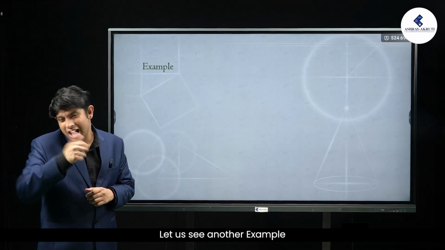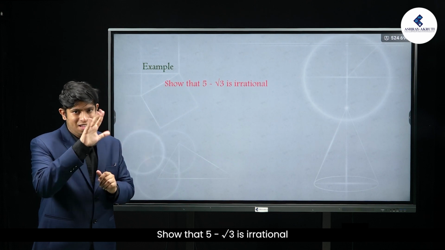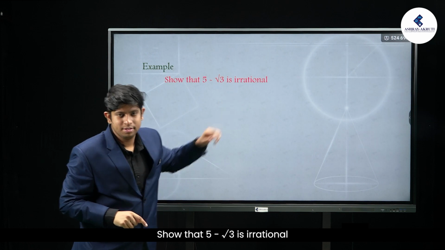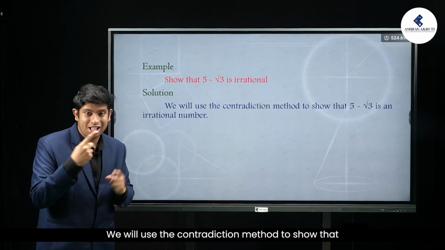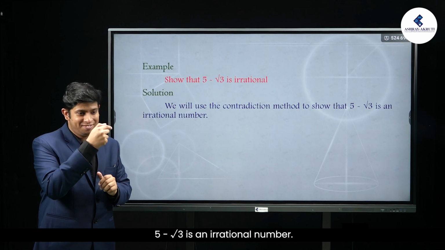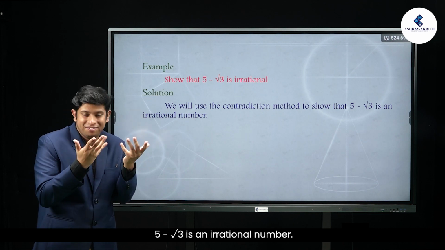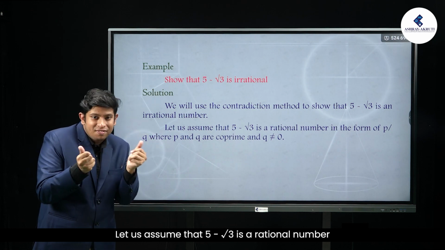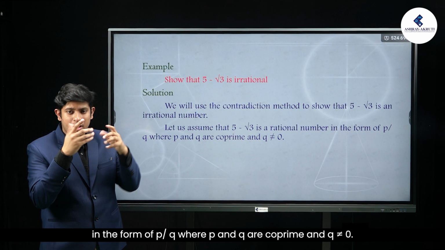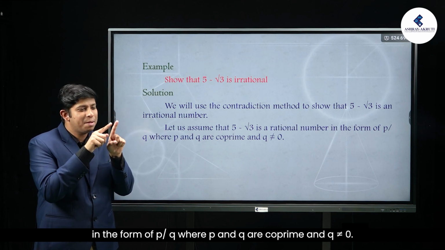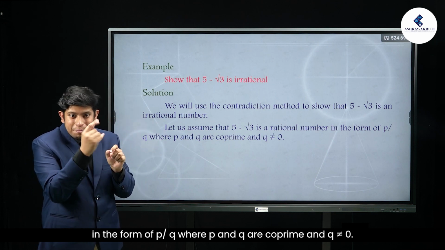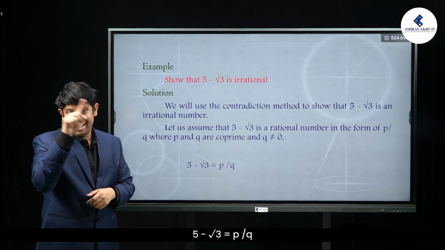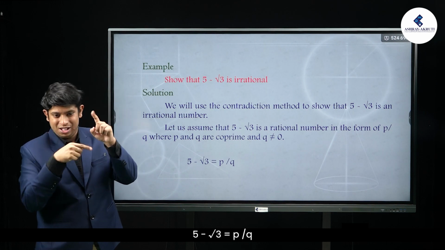Let us see another example. Show that 5 minus root 3 is irrational. Solution: we will use the contradiction method to show that 5 minus root 3 is an irrational number. Let us assume that 5 minus root 3 is a rational number in the form of p by q, where p and q are co-prime and q not equal to 0. Five minus root 3 is equal to p by q.